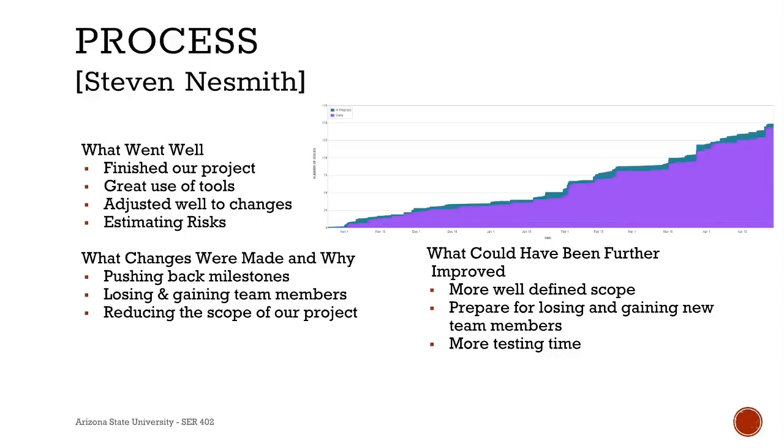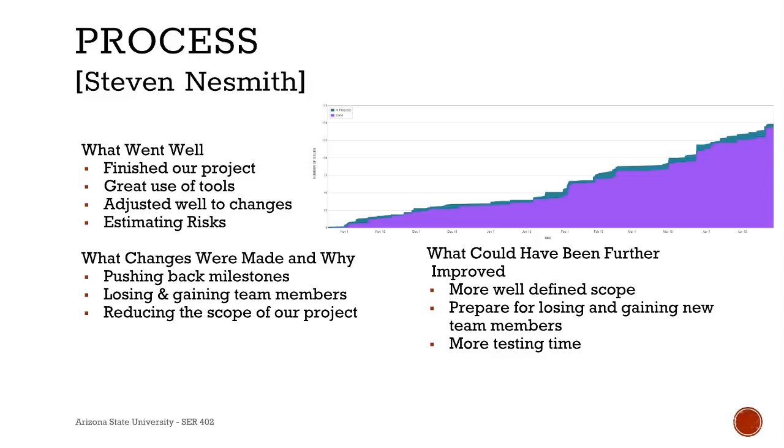What changes were made to our original plan and why? We had to push back some of our milestones due to the sheer amount of work that was needed to complete them, and we didn't plan out enough time for them. Pushing them back allowed the team to focus more on core functionality of the project rather than the nice-to-haves of the project.